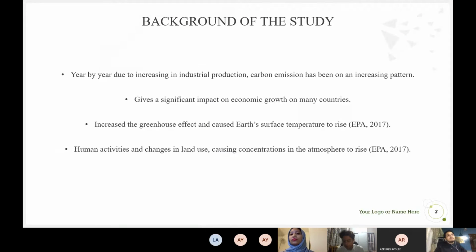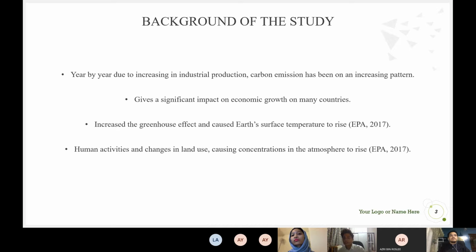Bismillahirrahmanirrahim. My name is Muhammad Kim Iskandar. I'll be explaining the background of this study. Year by year, due to increasing industrial production, carbon emission has been on an increasing pattern. This increasing pattern of carbon emission and energy consumption gave a significant impact on economic growth on many countries.